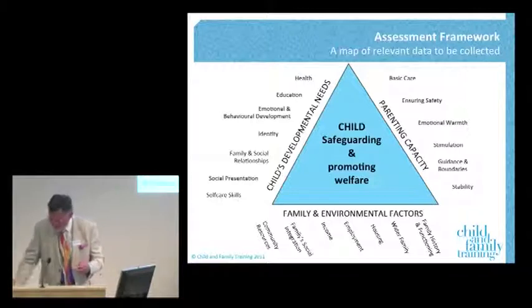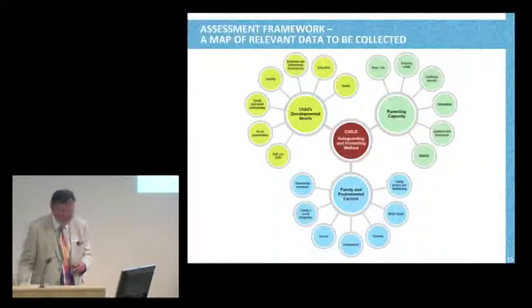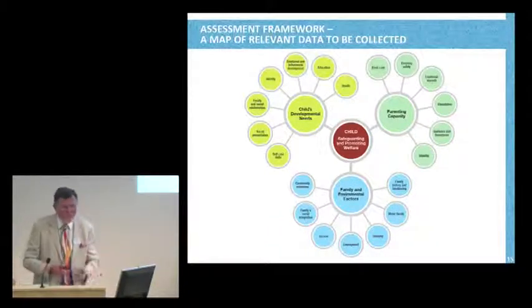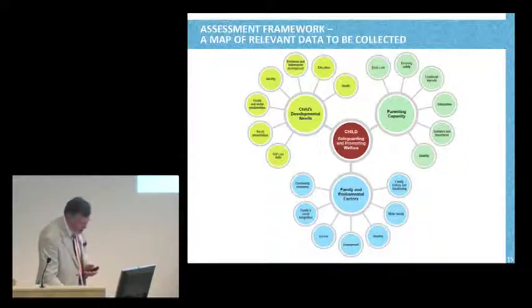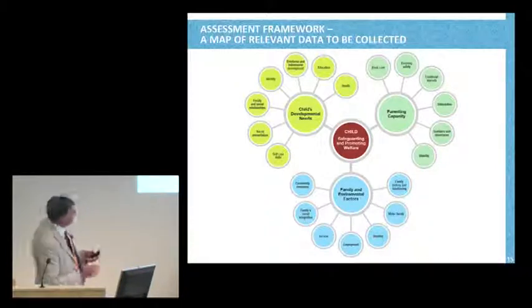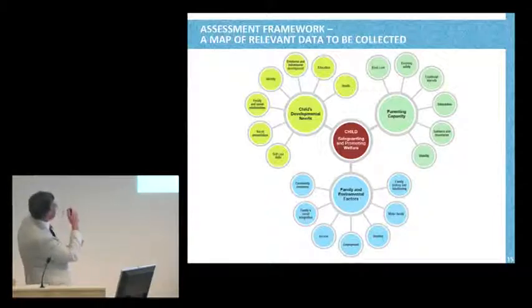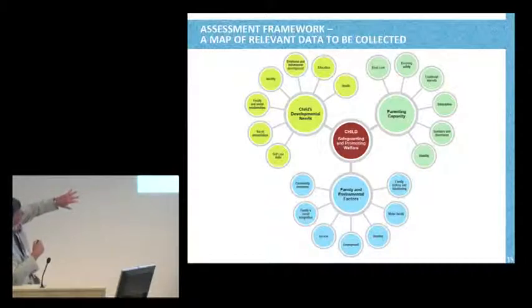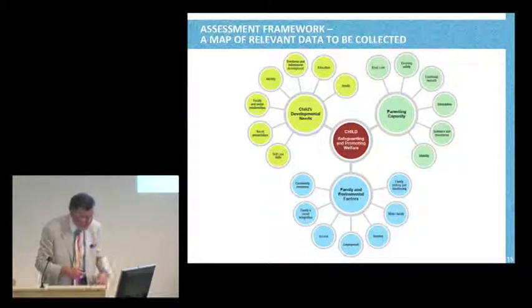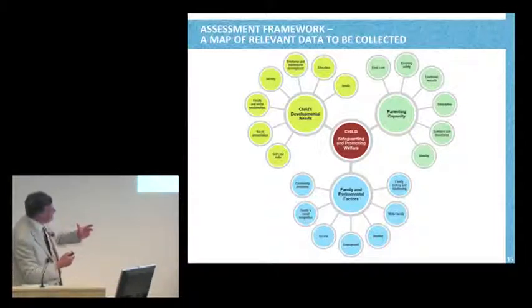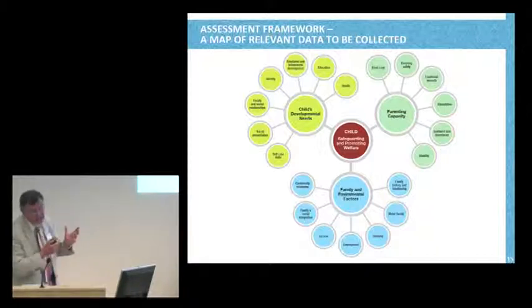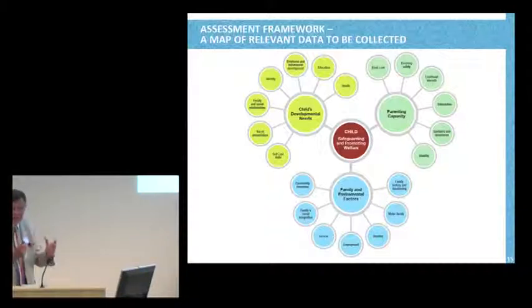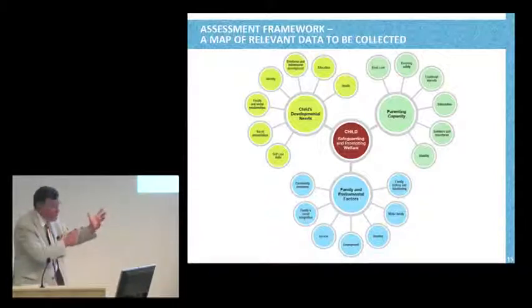I've already mentioned that we found the use of the assessment framework vital, and with our designer's help, we've introduced a rather different way of configuring the assessment framework. So you can see here on the left are the children's developmental needs, which are ranged around health, education, emotional, behavioral development, identity, social relationships, social presentation, self-care skills, the parenting that relates to that in terms of caring, providing safety, emotional care, boundaries, stability, and the family and environmental factors, which in turn have such an important impact on the capacity for parenting, whether it's individual functioning, couple functioning, extended family support from the community, and housing, income, and integration.